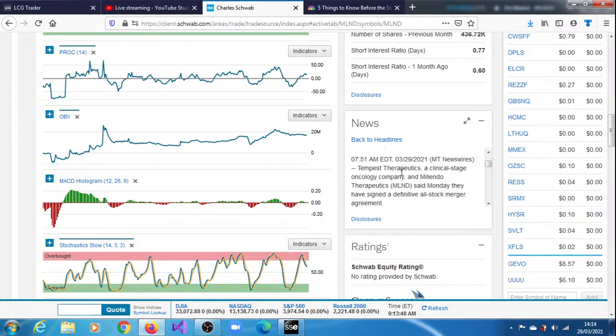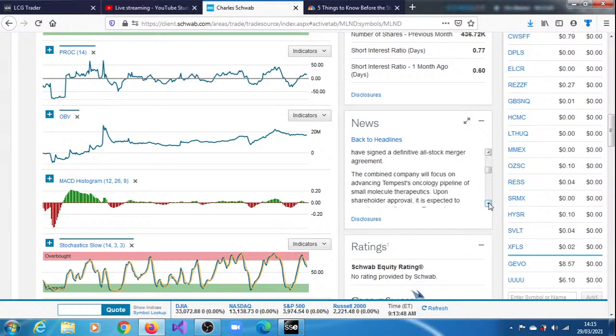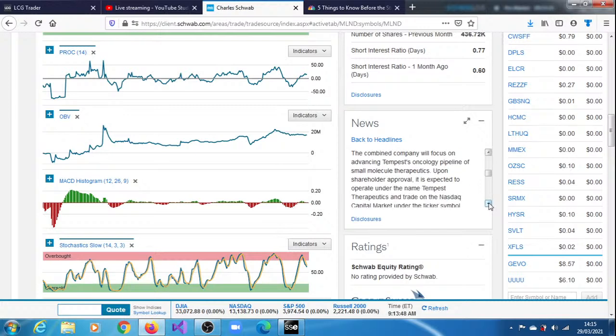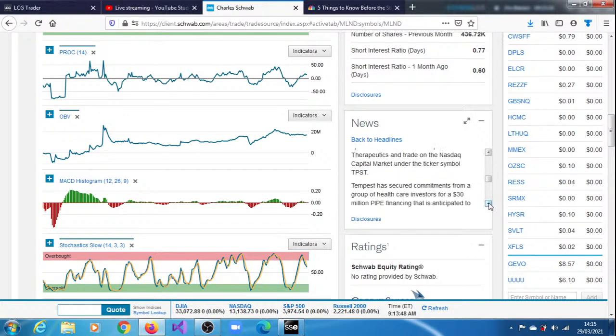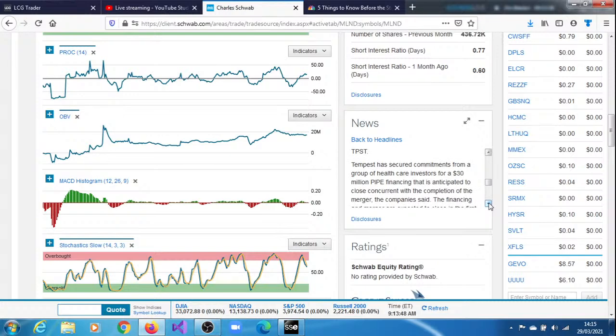It says Tempest Therapeutics, a clinical stage oncology company, and Milendo Therapeutics said today they have signed a definitive stock merger agreement. The combined company will focus on advancing Tempest's oncology pipeline of small molecule therapeutics. Upon shareholder approval, it is expected to operate under the name Tempest Therapeutics and trade on the Nasdaq Capital Market under ticker symbol TPST. Tempest has secured commitments from a group of healthcare investors for a $3 million PIPE financing that is anticipated to close concurrent with the completion of the merger.